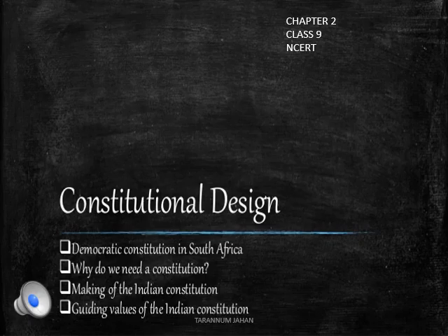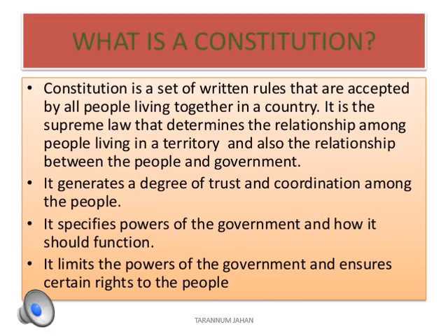So let's begin. Now what is a constitution? Constitution is a set of written rules that are accepted by all the people living together in a country. It is a supreme law that determines the relationship among people living in the territory and also the relationship between the people and the government. It generates a degree of trust among the people. It specifies the power of the government, that the government should be within limits. The power should be limited.